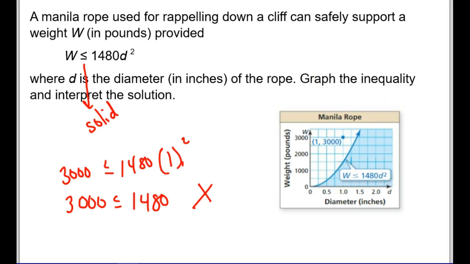So when I'm interpreting these solutions, the shaded area tells me all of the solutions, right? So if my diameter is 1, it could support a weight of any of this part down here that's shaded. Well, if my diameter is 2, it could support any of these weights here. So the shading just tells me where it can support according to this problem.